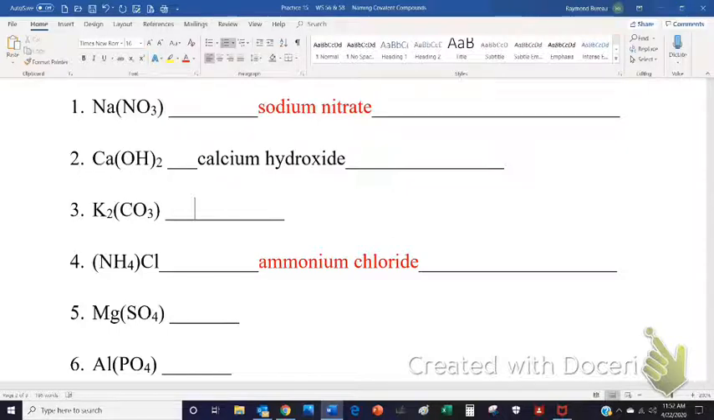So again, since it's binary ionic, because those polyatomics actually do make an ionic bond with a metal, we don't really even have to look at the subscripts. All we have to do is get the names. So K is potassium. And just look on your charts. What do we call CO3 in the parentheses? That is called carbonate. So this compound is potassium carbonate. Okay, go on down to number 5.